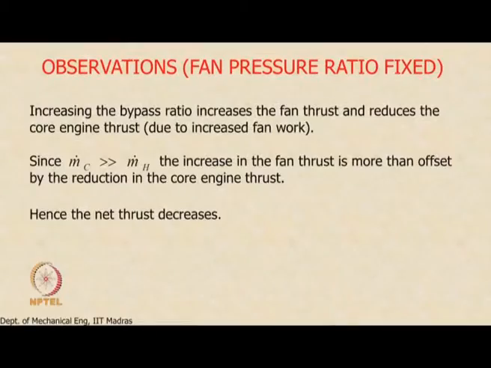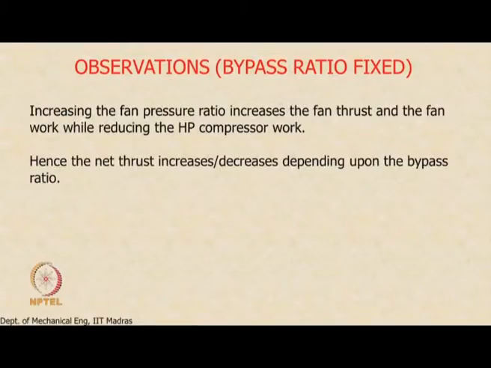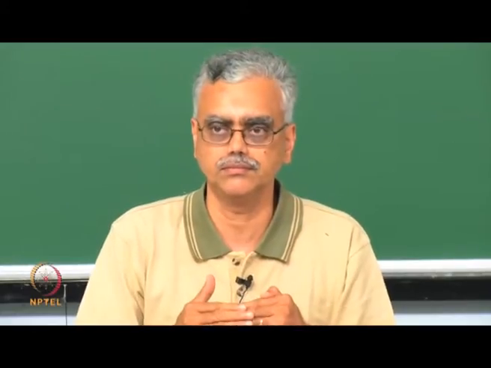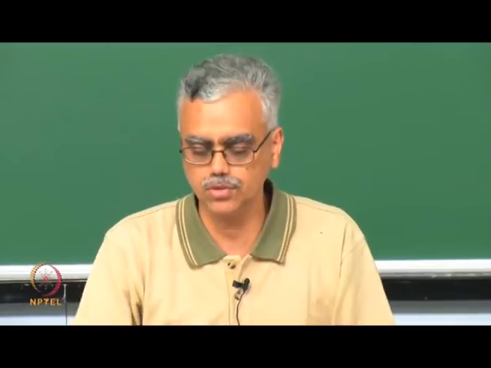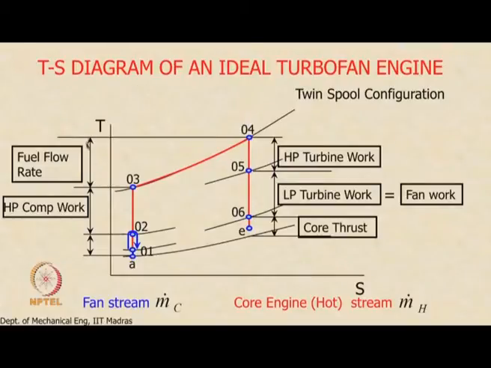The next effect is keeping the bypass ratio fixed. What happens if I increase the fan pressure ratio? We can see that from here. Increasing the fan pressure ratio increases the fan thrust and the fan work. In this cycle, if I increase the fan pressure ratio, I am moving state point 2 upwards. If I move 2 upwards, this work will increase, and the LP turbine must produce enough work to do this.